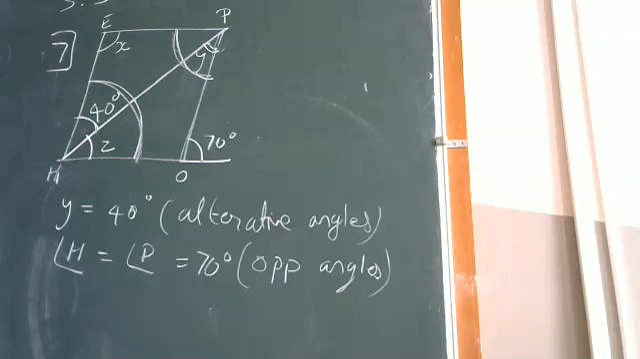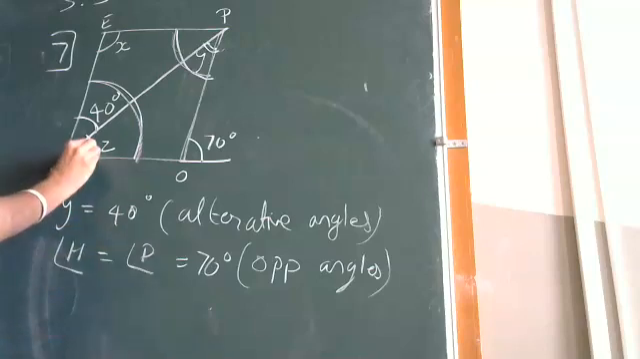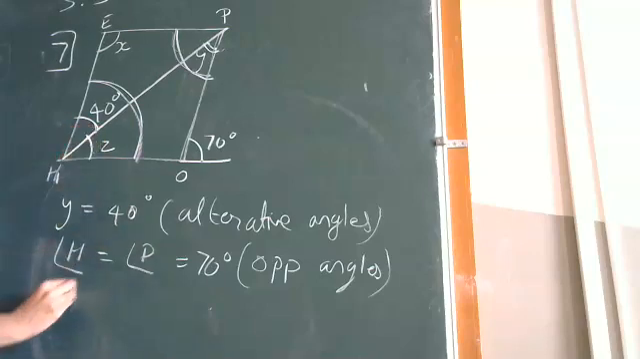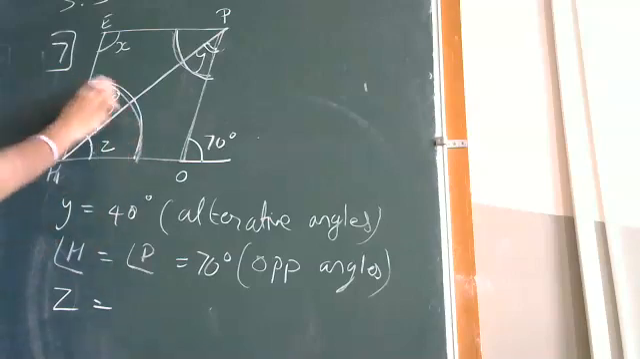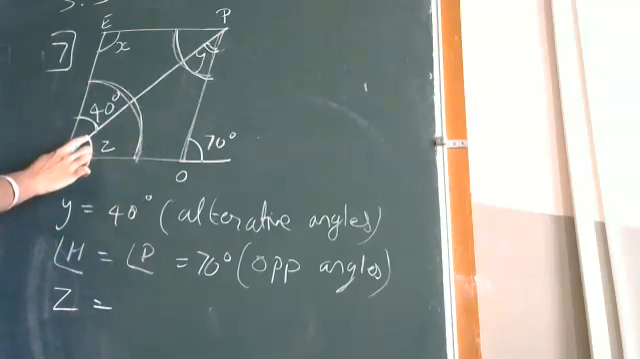How many angles did we get? Yes, ma'am. Now we need to find what is Z. Where is Z? Over here. So this is Z. So how will I get Z? This is the full angle. Angle H is this angle. Angle Z is this angle.